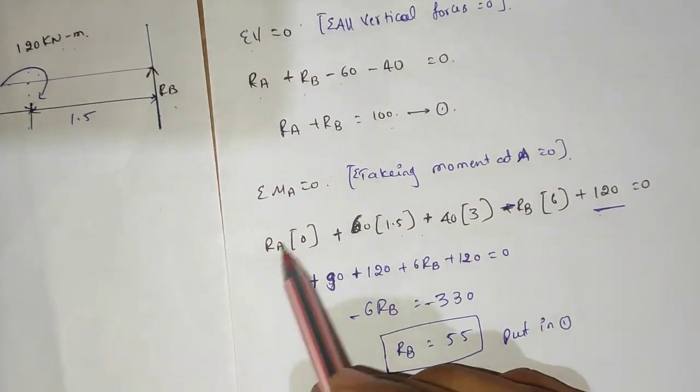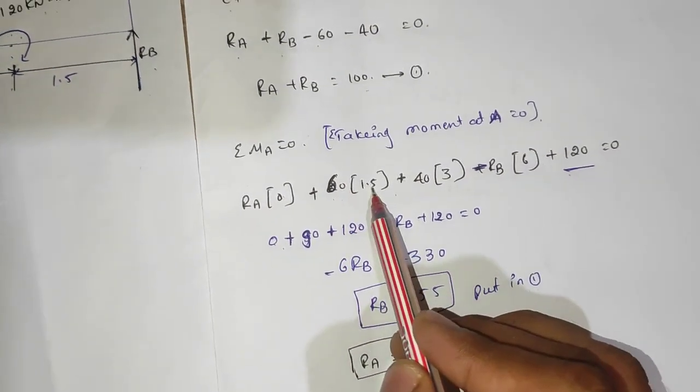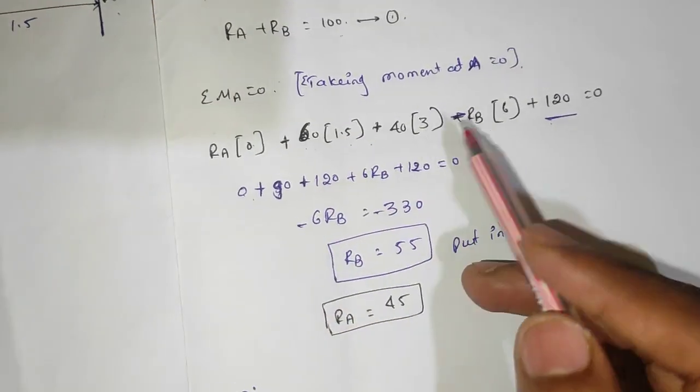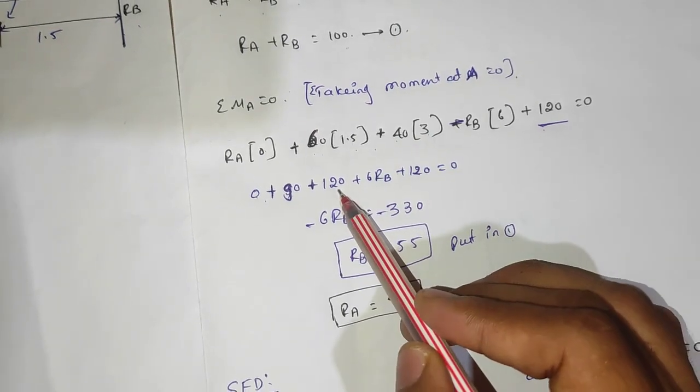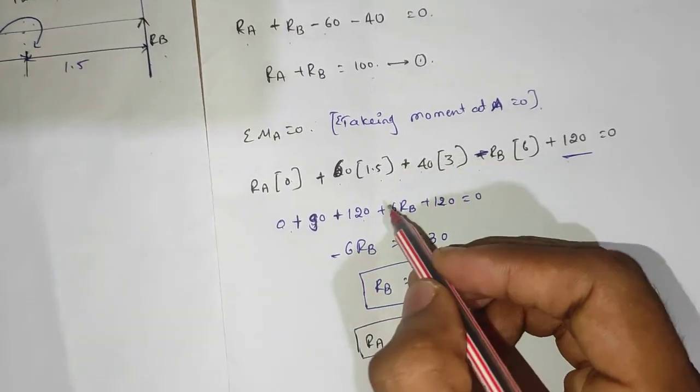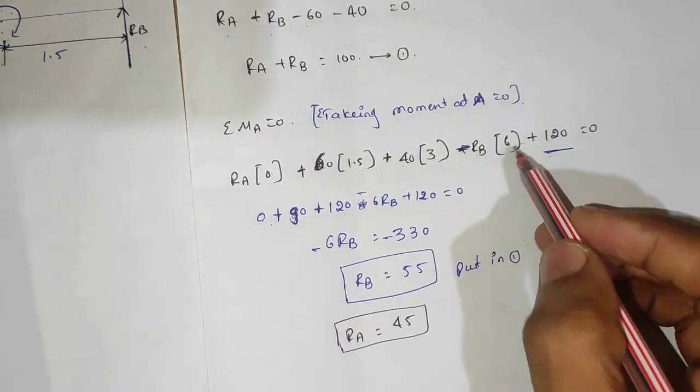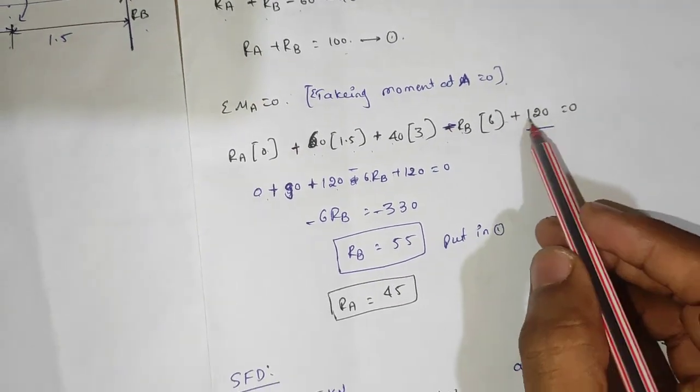Then solving: RA into 0 is 0, 60 into 1.5 we get 90, then 40 into 3 we get 120. Sorry, this is also minus 6 RB, so minus 6 RB plus 120.